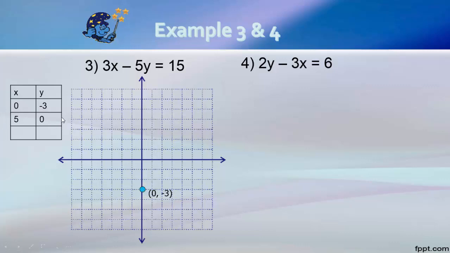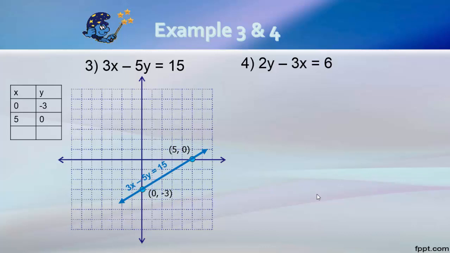Then we go to our second coordinate, and here x is equal to 5, so we move 5 boxes, but we don't have to move any boxes on the y because that is 0, and there is our point. And now we connect these 2 points with a line, and this is the graph for 3x minus 5y is equal to 15.